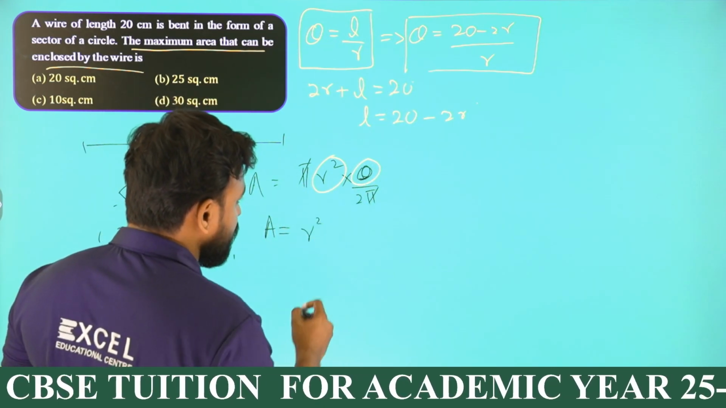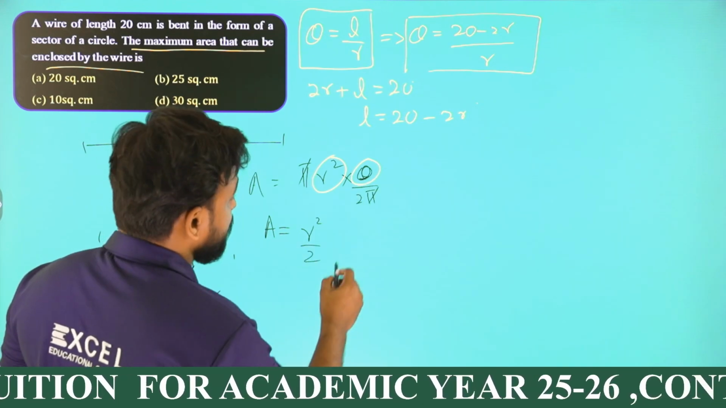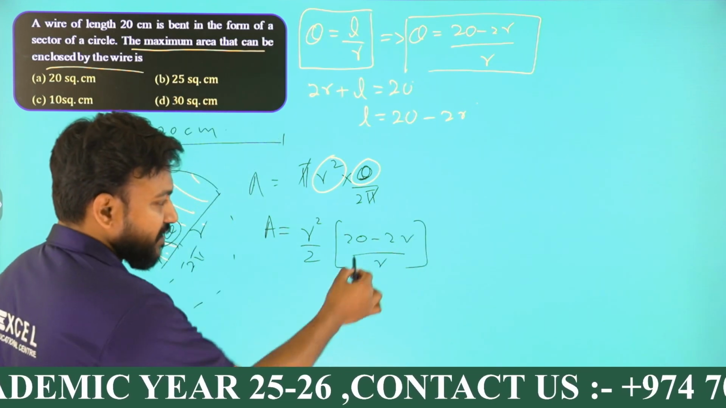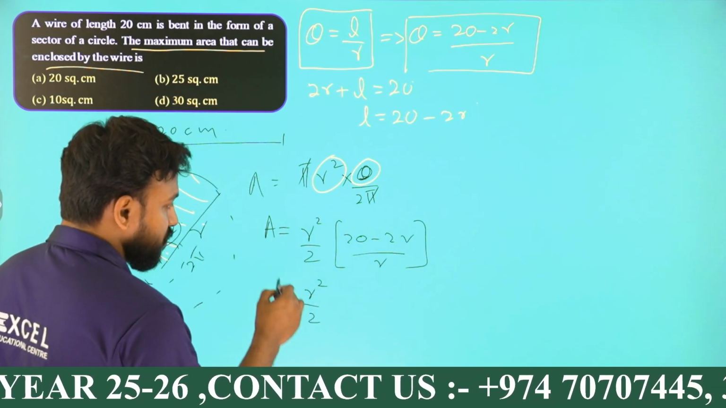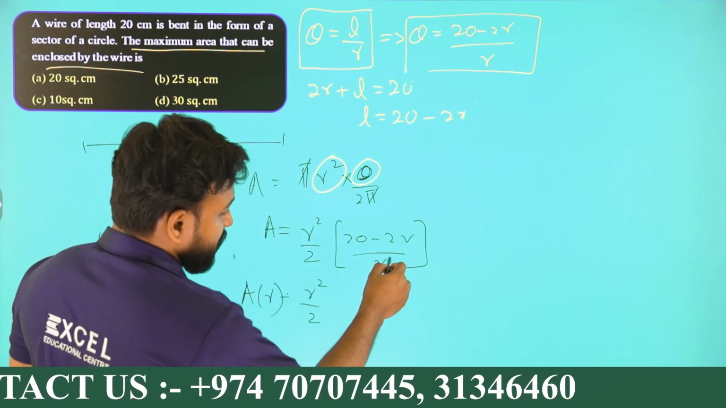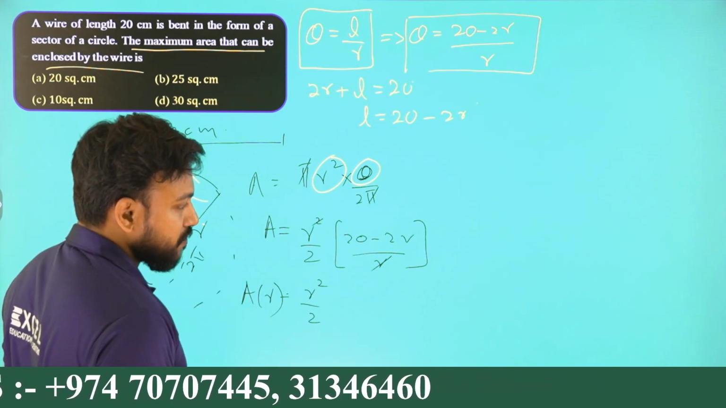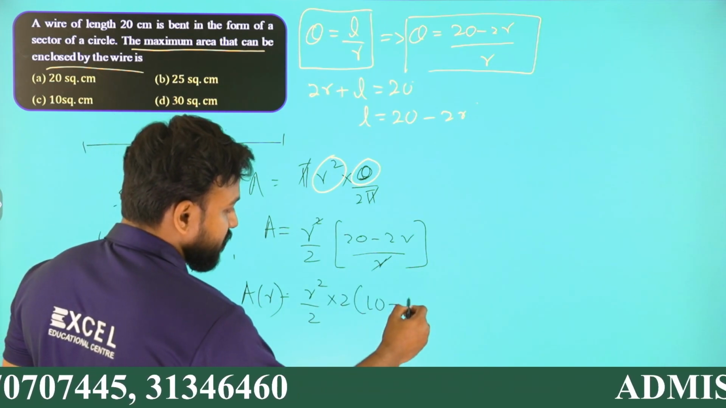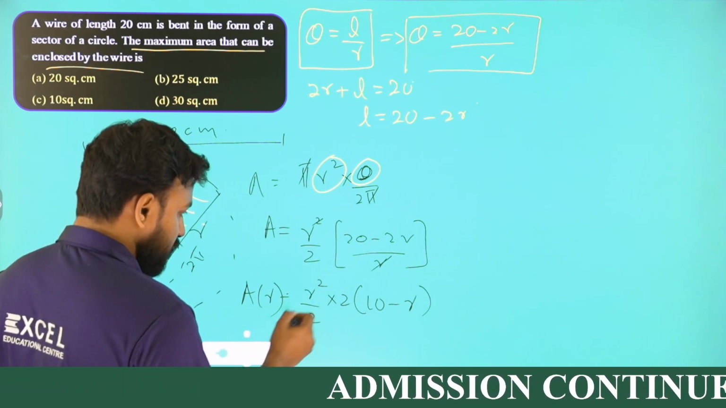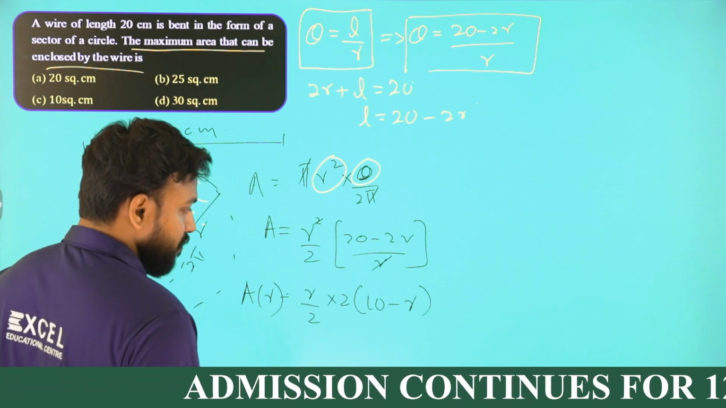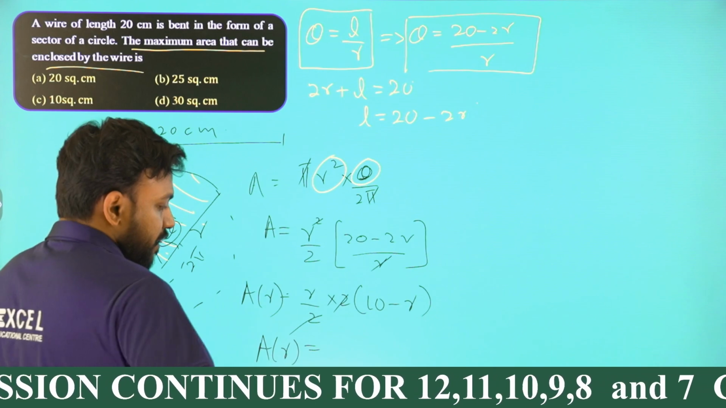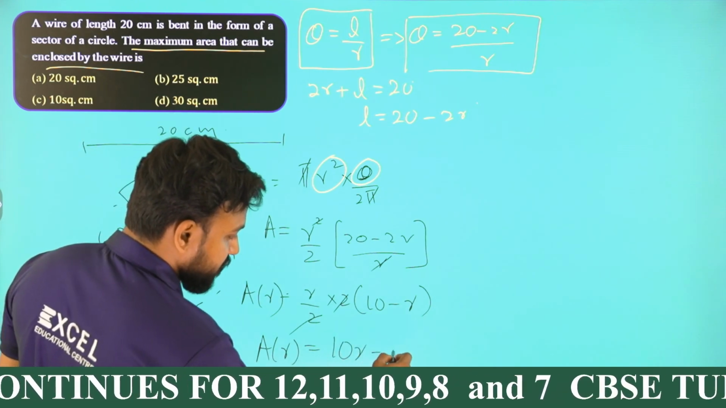So r square by 2 into theta. What is theta? It's 20 minus 2r by r, and I take the 2 out, so I'll get r square by 2. I can call it A of r right now because only r is the variable there. So this r square and r is gone. Then I take the 2 out, I'll get 10 minus r. Then these two will be cancelled. Then the simplified version of A of r will be 10r minus r square.